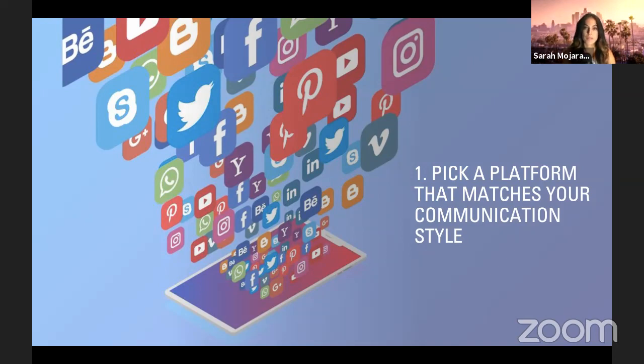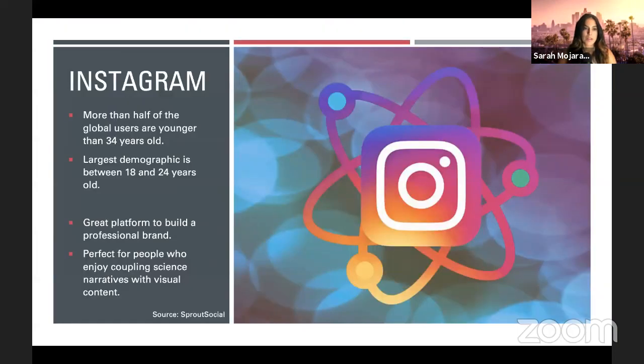So I'm going to go through a few examples to hopefully be able to help you fine tune and figure out which platform would be right for you. Instagram is a great one if you're looking to target younger audiences. Over half of their global users are under the age of 34, and a majority of which are between the age of 18 and 24.